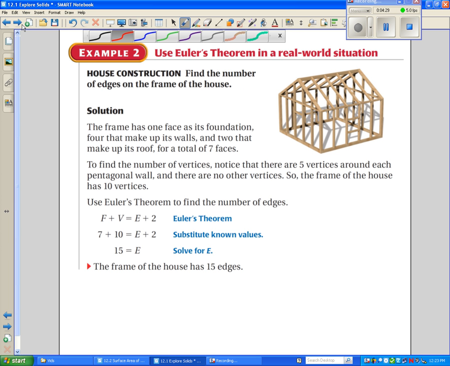All right, I'm just going to talk through this one without actually writing anything. It says find the number of the edges on the frame of the house. Now it's not talking about all the little boards right here. It's talking about the actual edges like this. So you just need to count it up, apply Euler's theorem, and once you get some of the values, find the unknown value.